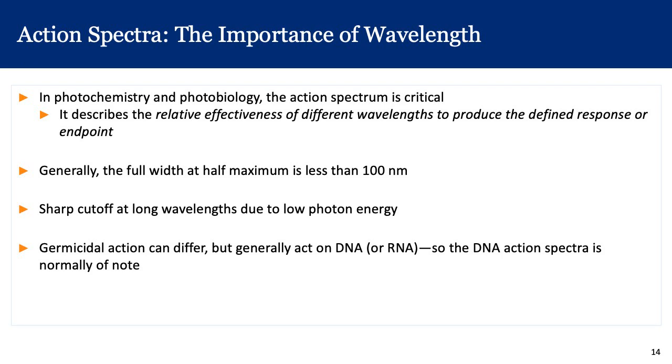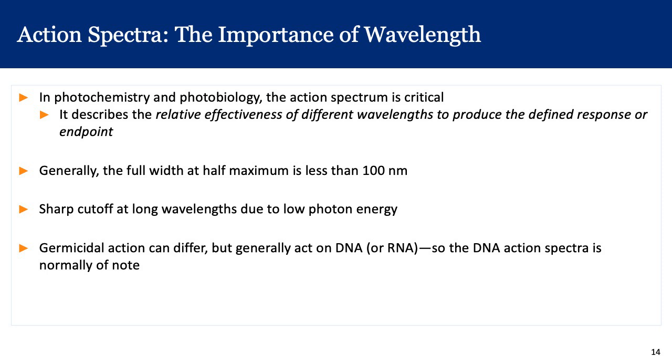Another very important concept in photobiology is known as the action spectrum, which expresses the importance of wavelength. So in both photochemistry and photobiology, the action spectrum is describing the relative effectiveness of different wavelengths to produce the response, such as inactivation of a virus or death of a bacterium cell. And generally, the action spectrum covers a very limited number of wavelengths where a key biological molecule is absorbing. And normally this has a bandwidth less than 100 nanometers.